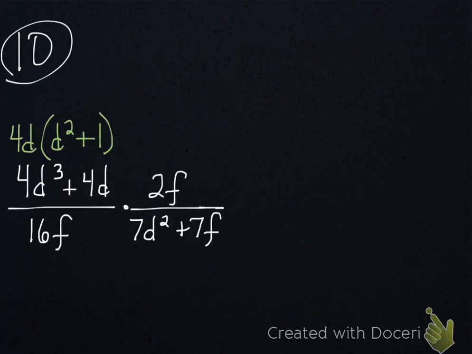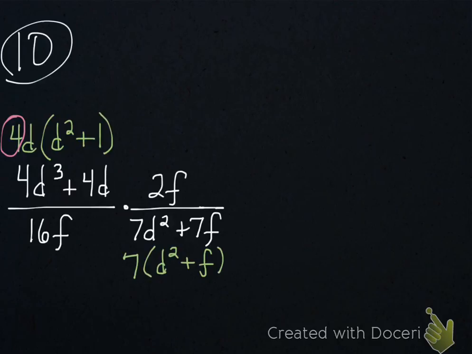Second fraction. I have a monomial on the top, so again, I'm not going to factor it. In the bottom, I notice they both have a 7. Is there anything else I can pull out? No. I'm left with d squared plus f. Okay, let's see what cancels. Well, it gets kind of crazy, huh?